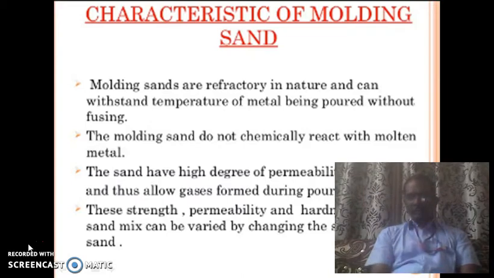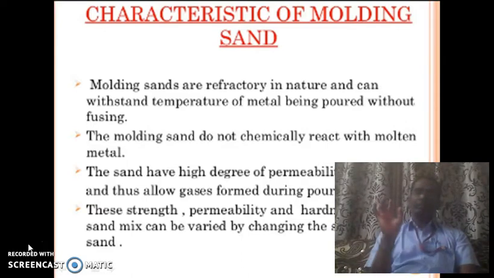The second one is that molding sand does not chemically react with molten metal. Say for example, ferrous metal, non-ferrous metal. They have a number of compositions like carbon, iron, silica content, magnesium content, manganese content. Various contents are there with the metal materials. So this sand will not react with any metal elements.